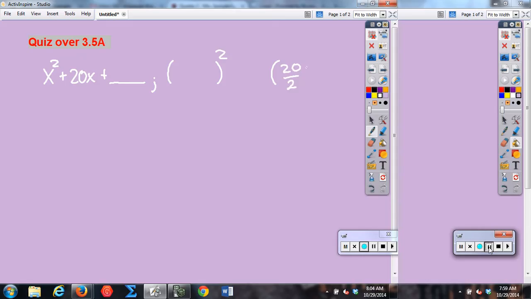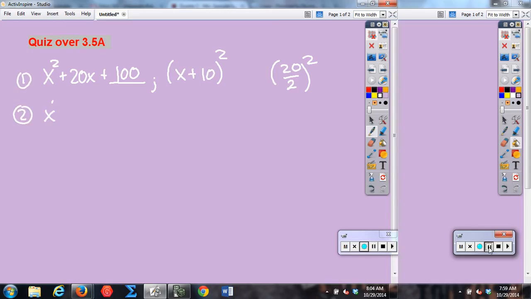Divide it by 2. Square it. Every single time, take this number, divide it by 2, square it. So 10 squared is 100. And then whatever this is inside here is always what goes right there, 10. So that's your answer to number 1.